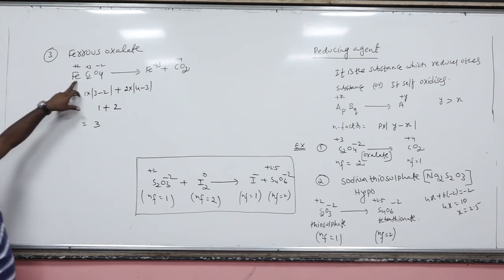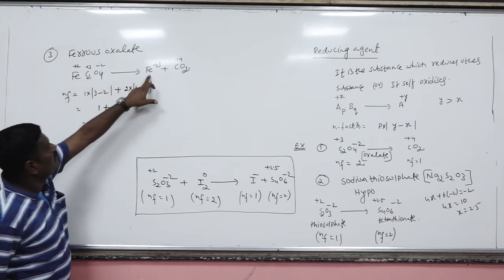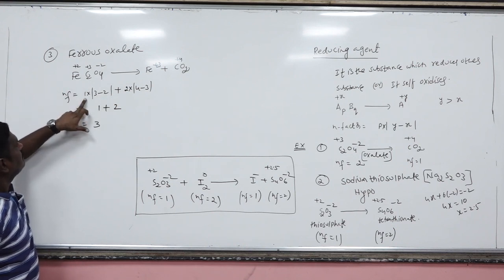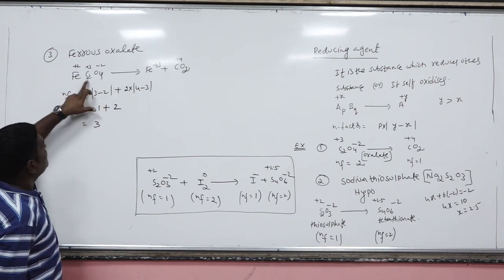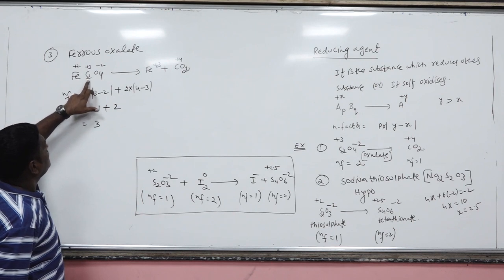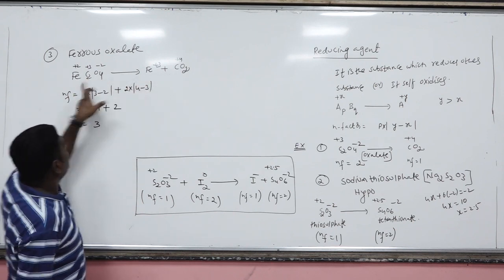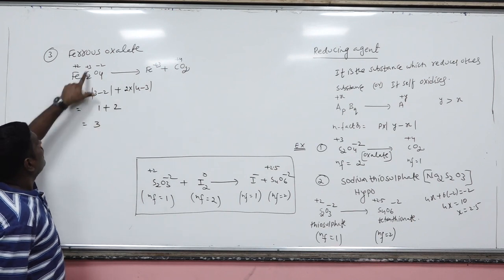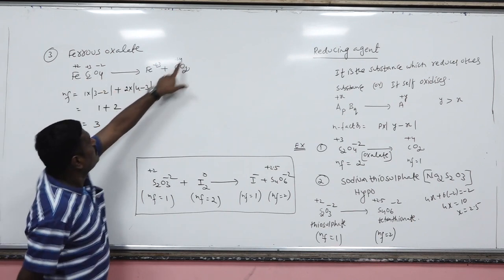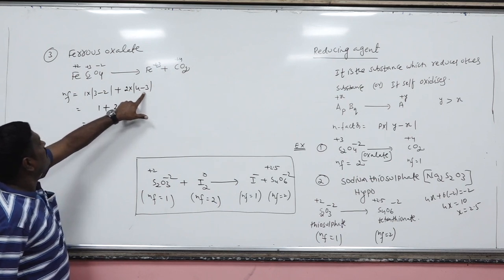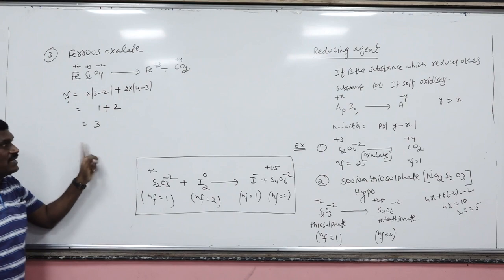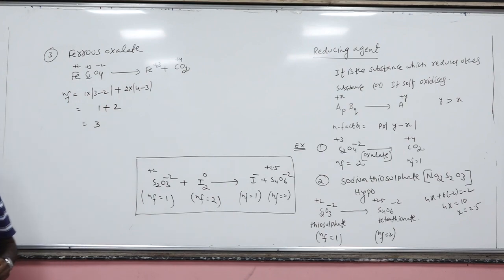Once again, ferrous Fe +2, here ferric. The change will be 3 minus 2 per 1 iron atom, plus again there will be an oxidation number change. In both cases, the oxidation number increases, that's why we are adding. Now, carbon 3 to 4, so change will be 1 per atom, 2 atoms will be 2. So 1 plus 2 is equal to 3. This is also one of the important reducing agents.